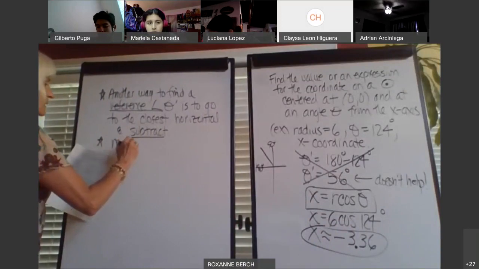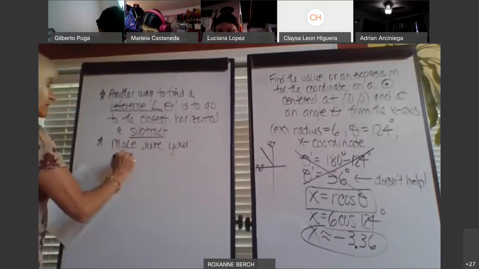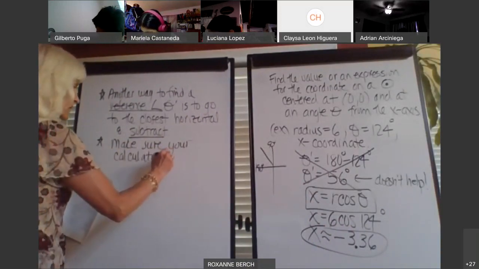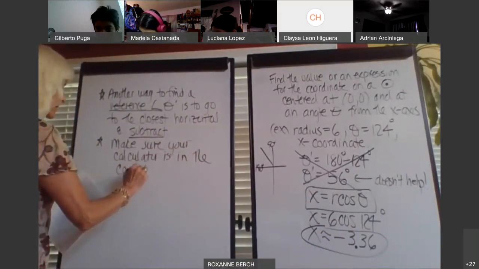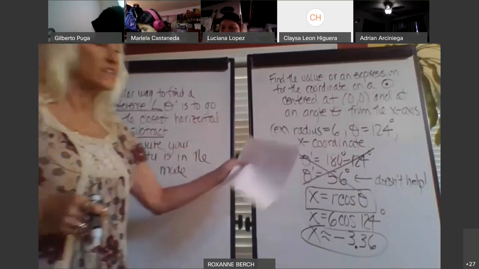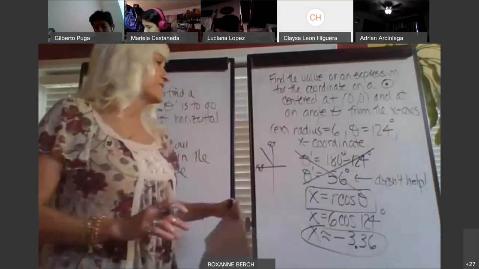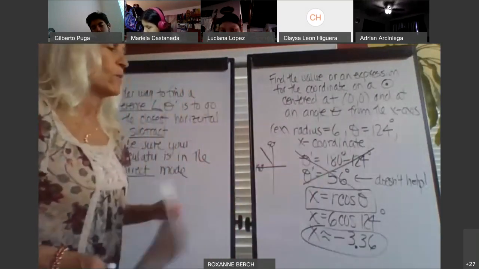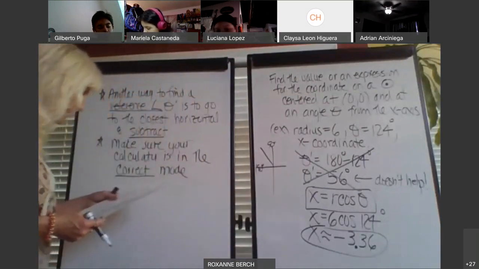Make sure your calculator is in the correct mode. In other words, if you're working with degrees in this problem, make sure your calculator is in degree mode. This could have very easily been in radians. And if it's in radians and we can't find a reference angle, you have to use a calculator. You want to make sure you're in radian mode.